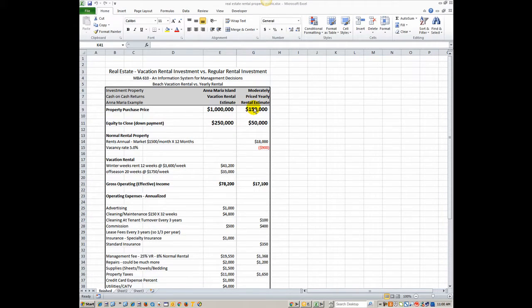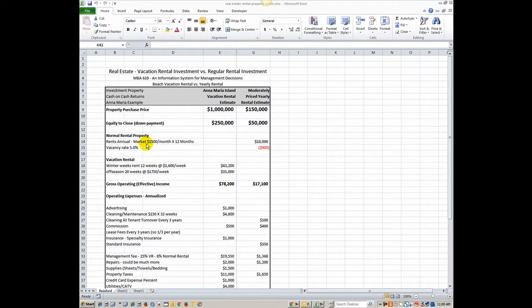different properties, okay? The purchase price on the different properties, the beach house is $1 million. The regular rental that rents all year round with a yearly lease is $150,000 for the purchase price. The equity to close, which is the down payment necessary, $250,000 on the $1 million property and $50,000 on the $150,000 property.